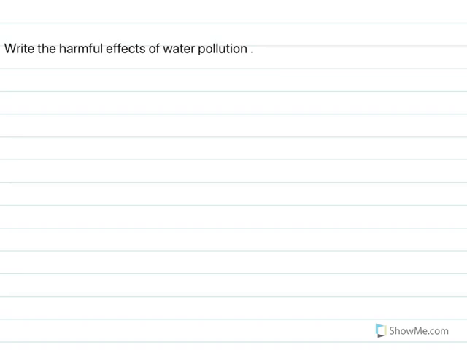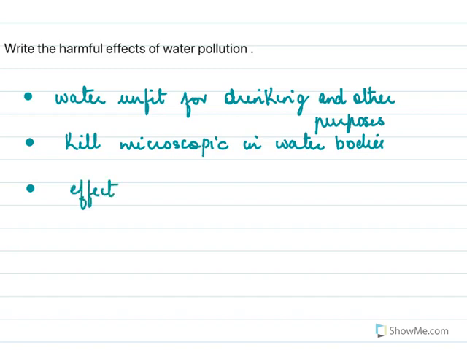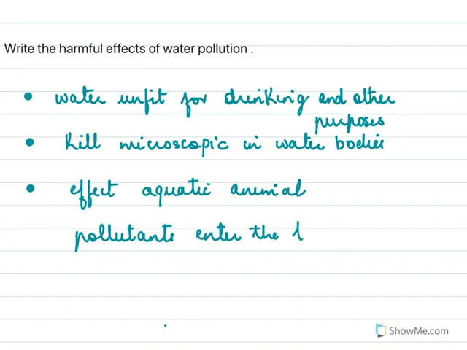What are the harmful effects of water pollution? One, it makes water unfit for human usage, unfit for drinking or even for other purposes. Second, it would kill the microorganisms in the water bodies. It could also affect other aquatic animals. The pollutants could enter into the life cycles. If water bodies are polluted, this would also affect agriculture.